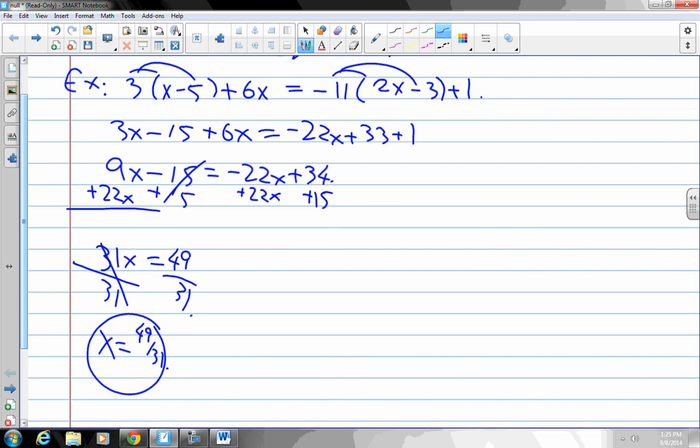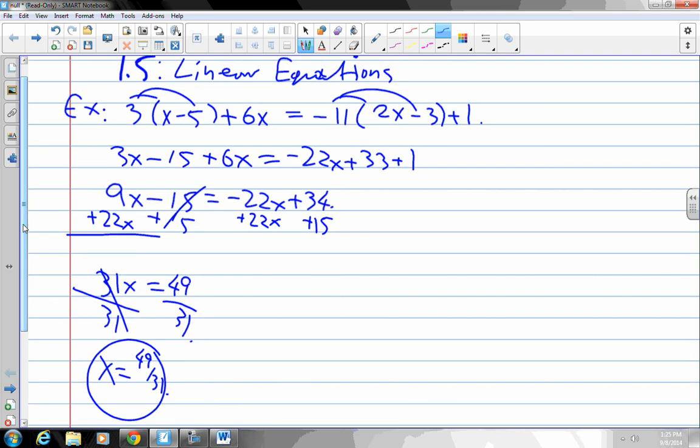What does it mean that the solution is 49 over 31? What does it mean that we have this solution? What does this number do? No, it's actually just a point. As far as we're concerned, it's a kind of a one-dimensional thing. So it's just a point. But what does that point do? What is this value?